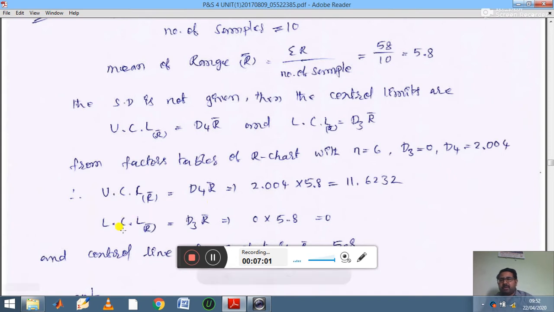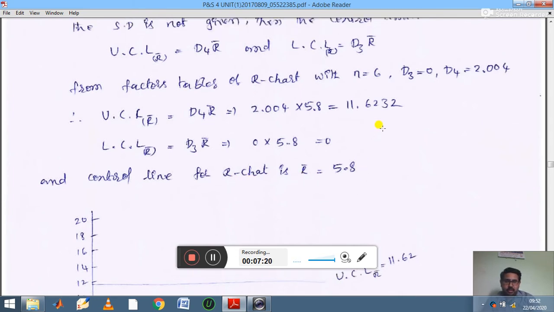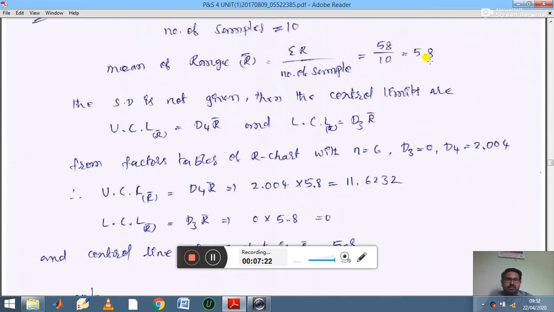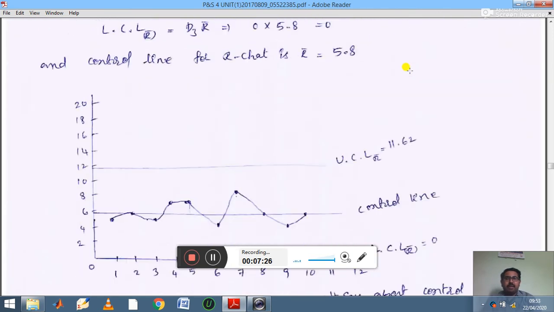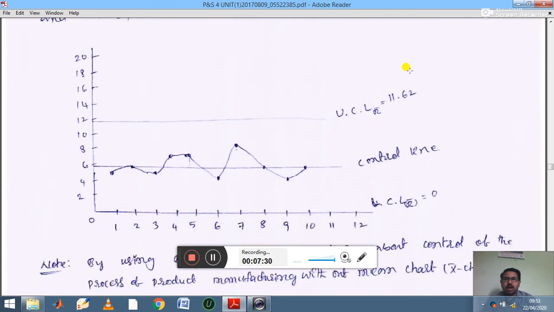Similarly, you proceed for LCL. LCL equals D3 into R bar. The D3 value is 0, and 0 into 5.8 is 0. Therefore, the LCL value is 0 and the UCL value is 11.6232. Then the control line for the R chart is the R bar value, which is 5.8. So this R bar value is nothing but your CL value, the control limit. Then let us go for drawing the R chart.